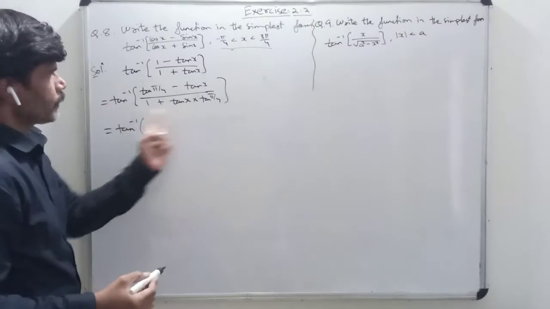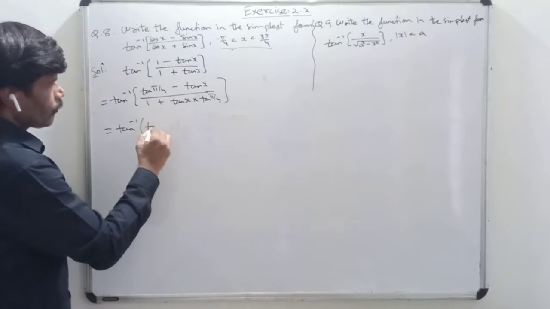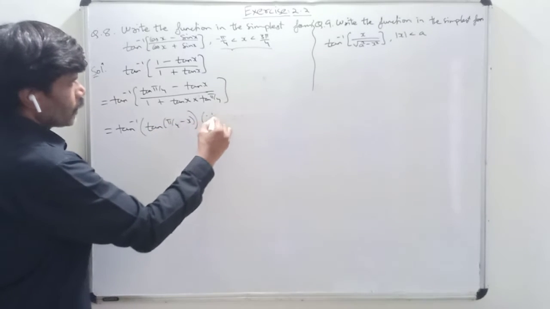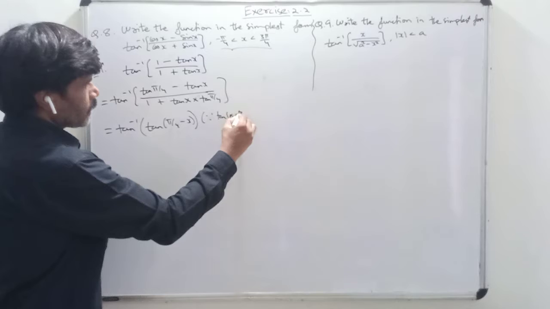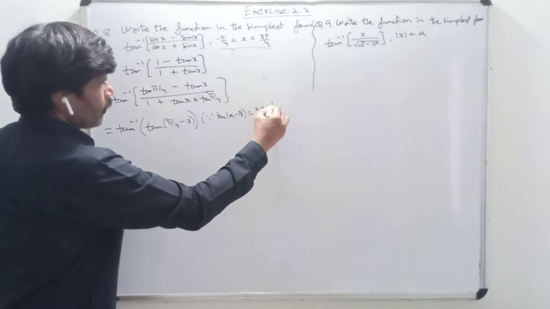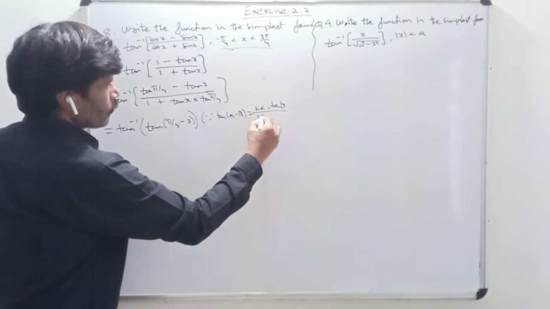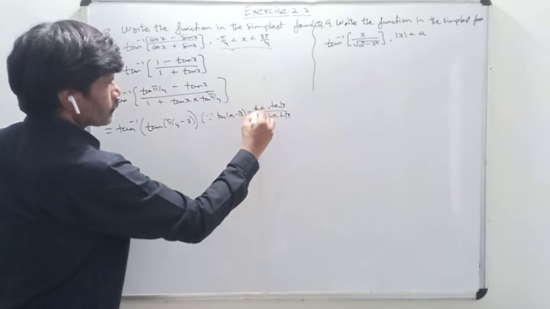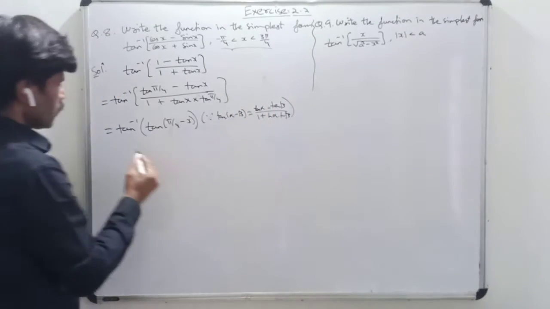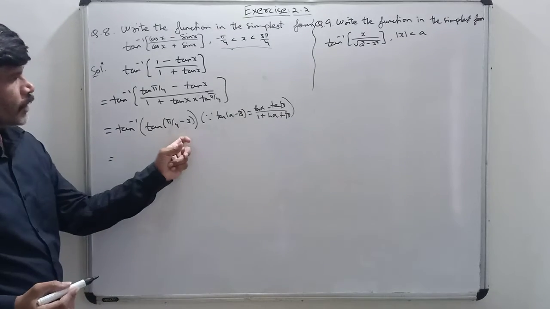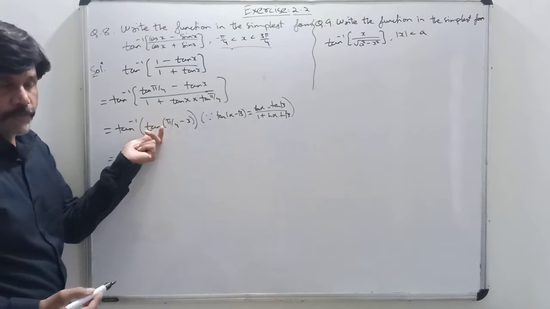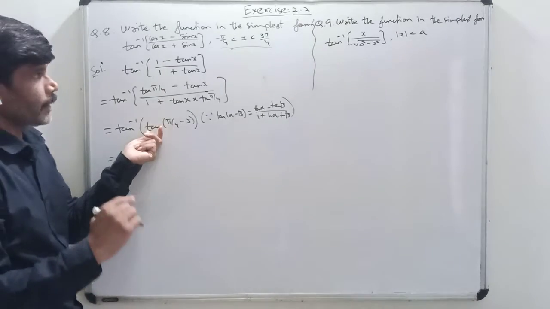Now when you see this bracket, this is nothing but the formula of tan of pi by 4 minus x. You see, because tan of alpha minus beta is equal to what? Tan alpha minus tan beta upon 1 plus tan alpha into tan beta. That is the formula. Okay, so this is equal to tan inverse of tan of something. I can write something if that something belongs to the domain of the tan function. What is the domain of the tan function? Open interval minus pi by 2 to pi by 2.